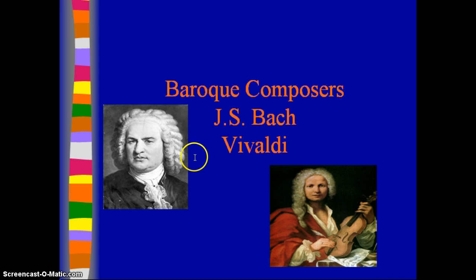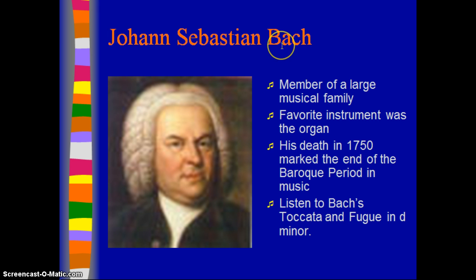And then some composers we were going to talk about were J.S. Bach and Vivaldi. Vivaldi is also known as the Red Priest. J.S. Bach was the son of Carl Philipp Emanuel Bach, or C.P.E. Bach. Well, CPE had several children, like 17, and one of them was J.S. Bach. All of his children were very musical, but J.S. especially. His favorite instrument was the organ, and they actually marked the end of the Baroque period by his death in 1750.